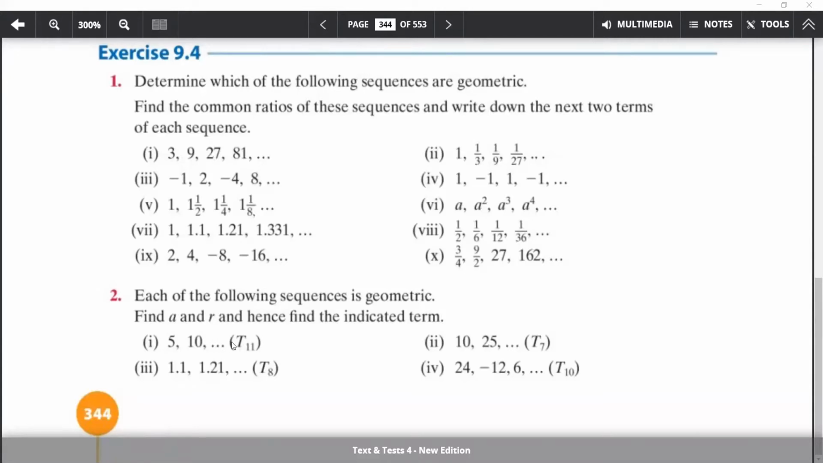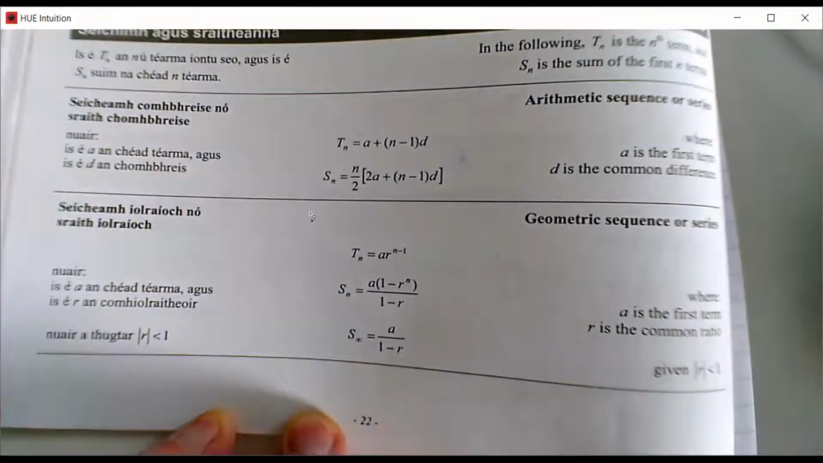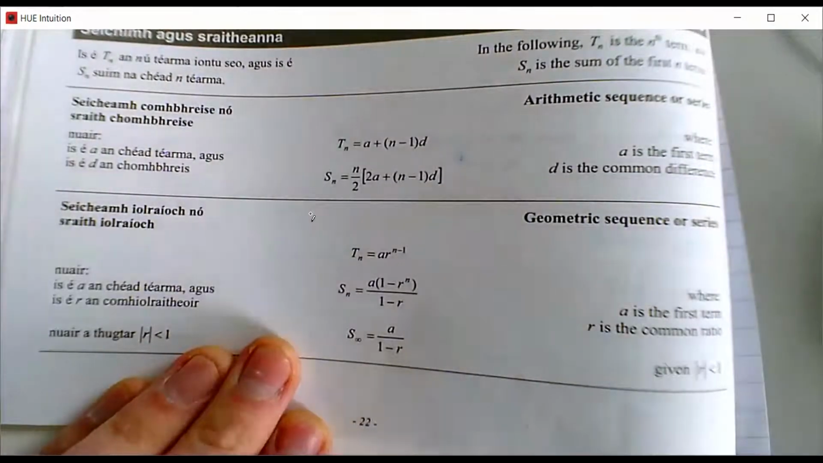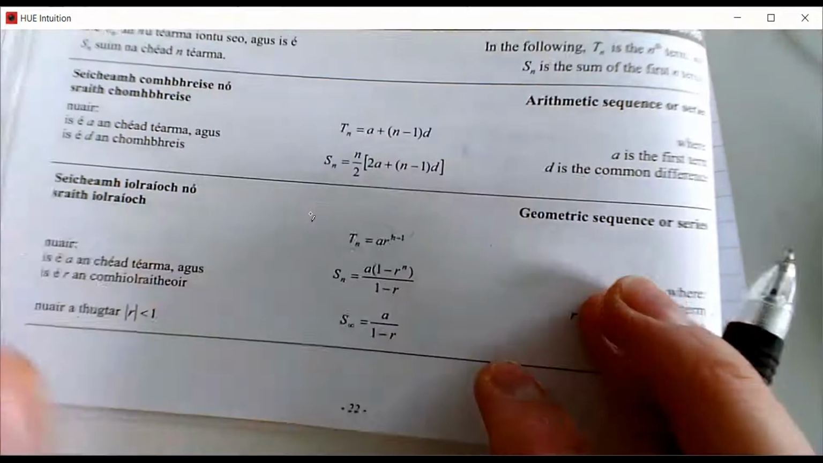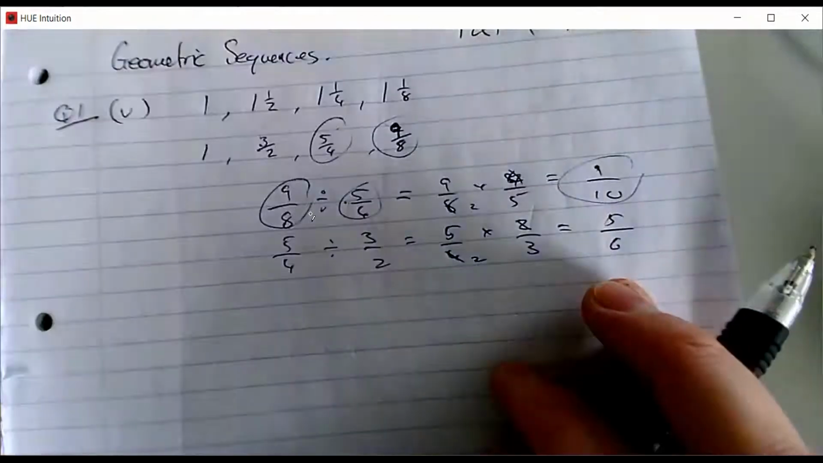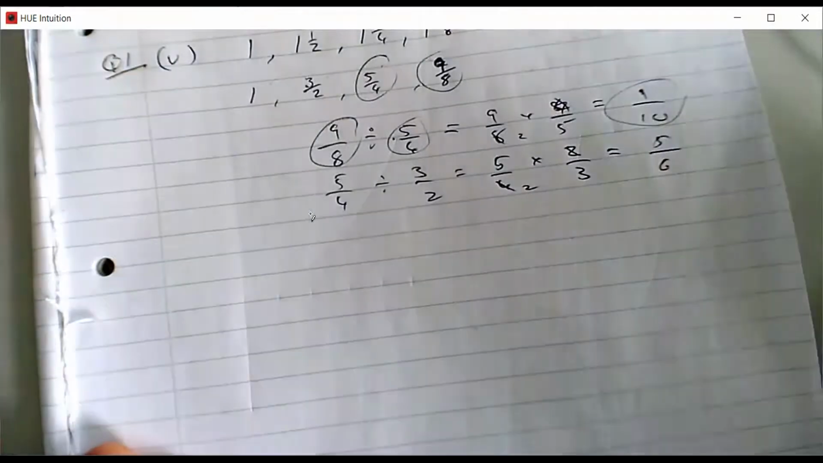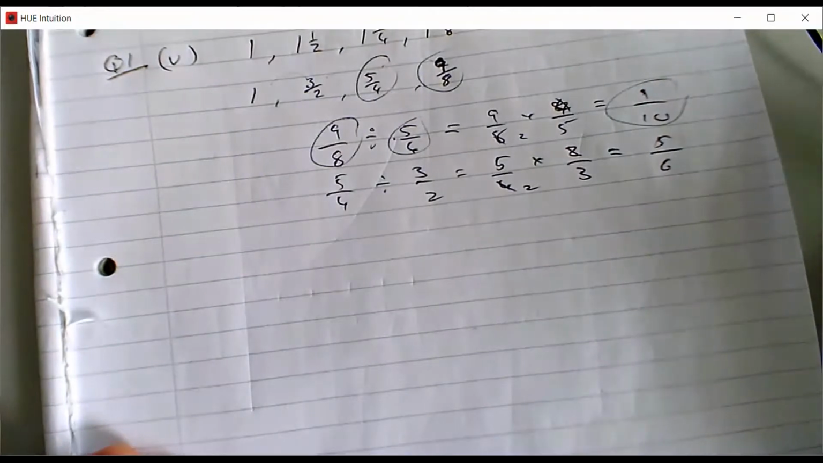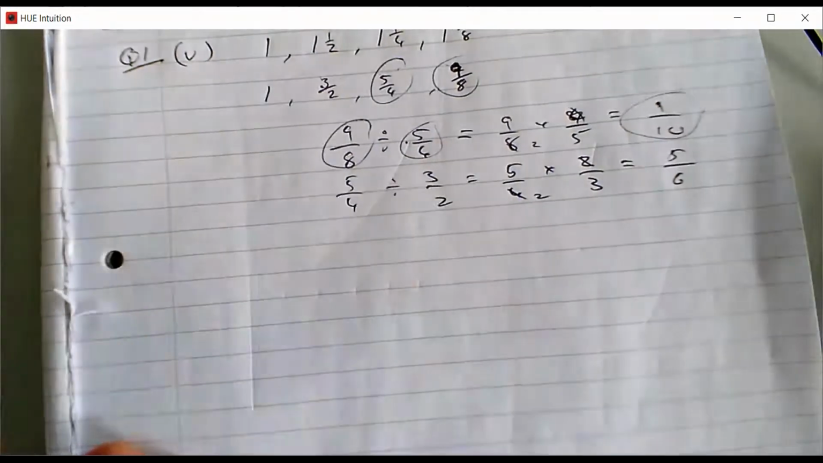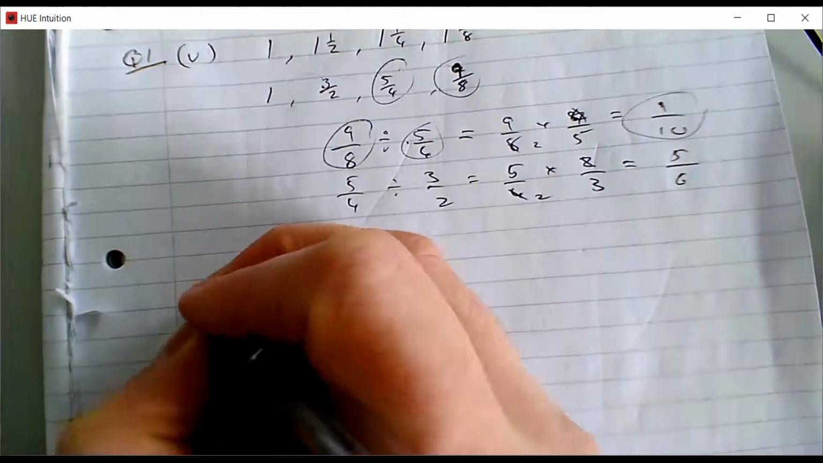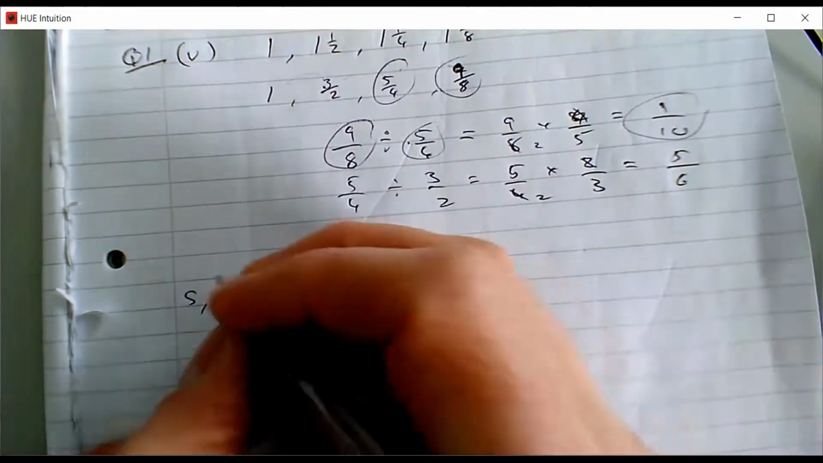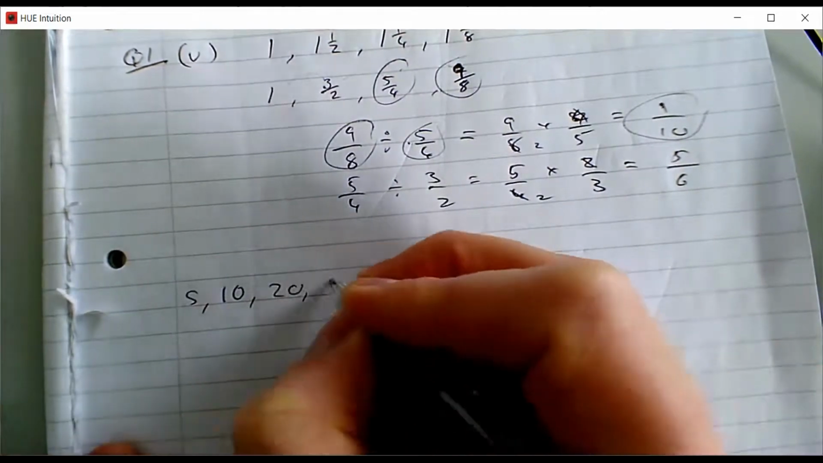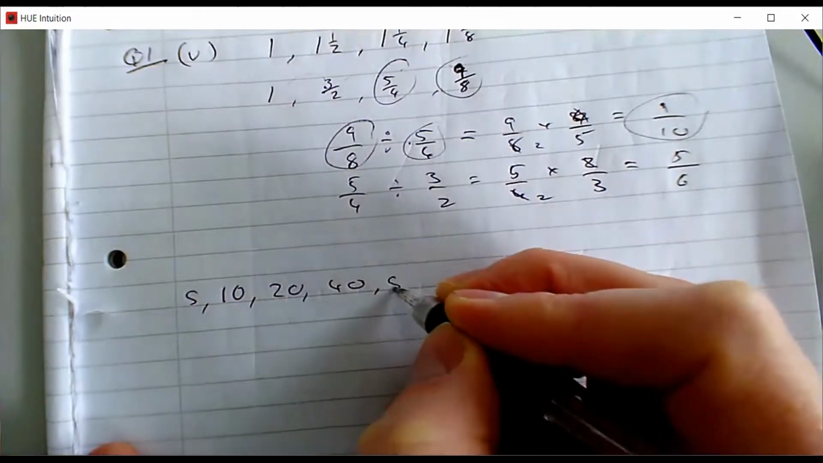Now you can just count forward on this, but there's a formula that you can use for this stuff as well. If you go to your log tables on page 22, you can see this formula here is our geometric series formula. Now, why does that generate a geometric series? Well, if we have a look at the one that we were working on just now, which was 5, 10 with a common ratio of 2, it's going to go 5, 10, 20, 40, 80.